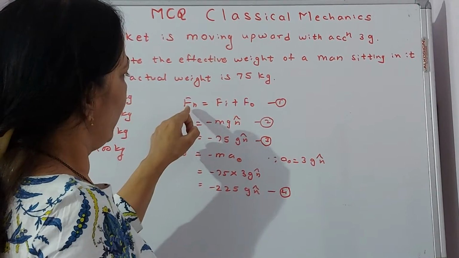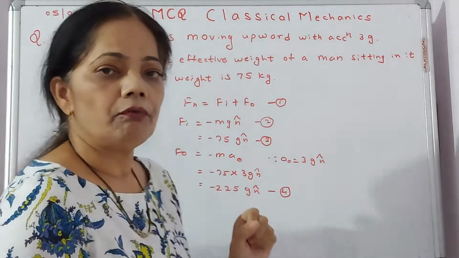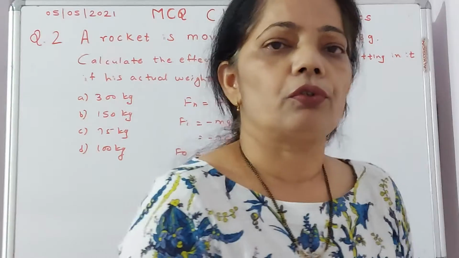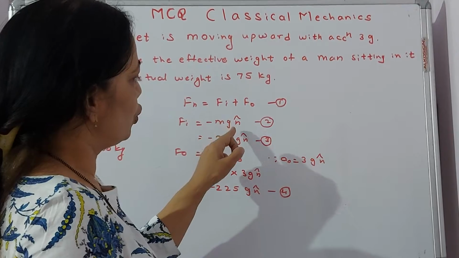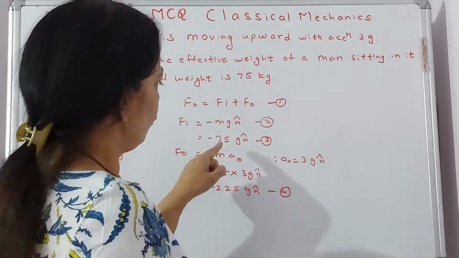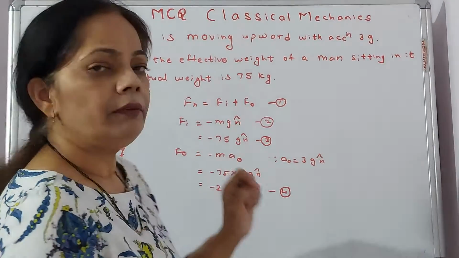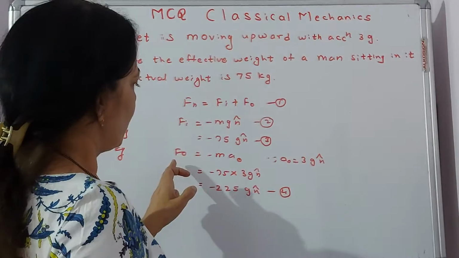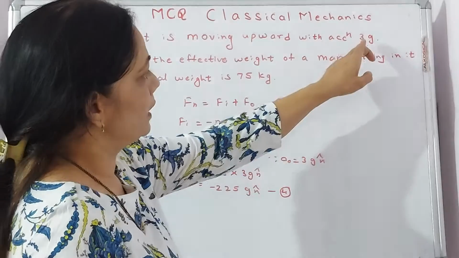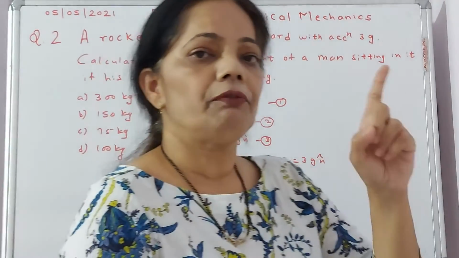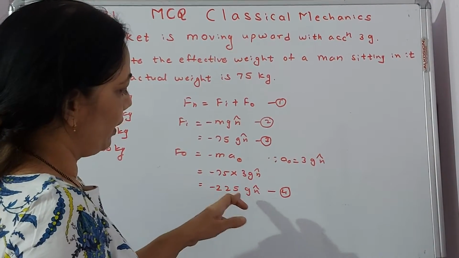The total force Fn is Fi, the real force or the true force, plus Fo, which is a fictitious force or a pseudo force. So the formula for Fi, the true force, is minus m into Gn. Over here, the weight of the person is 75, so minus 75 Gn is my equation. And the value of fictitious force will be minus m into A0. How much is A0? It is 3Gn, because it's moving upward with 3G. So minus 75 into 3Gn will give me minus 225 Gn.